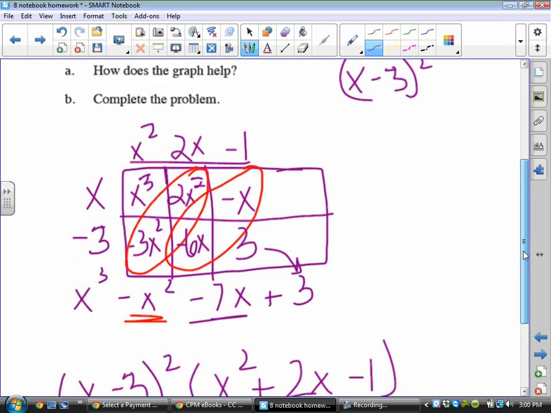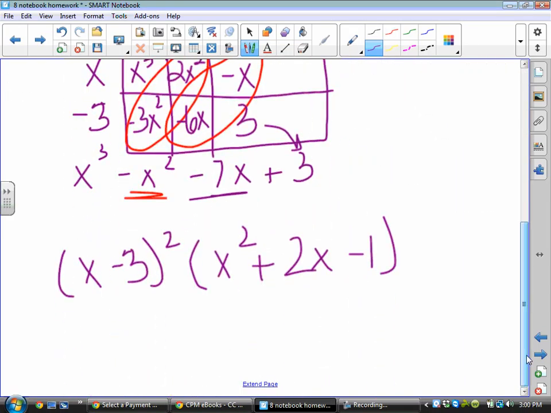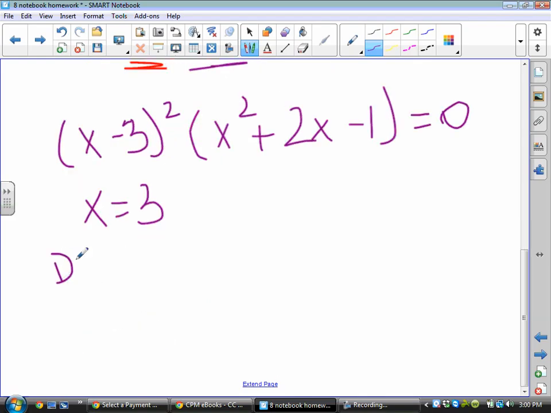I'm trying to find all of the different roots, and I can see from the graph that one should be at positive 3. So when I set each of these parentheses equal to 0 and solve, I'm going to get x equals positive 3 as one of my roots. It would be a double root. We'll write that it's a double, where it bounces. Now I need to solve this quadratic equation.